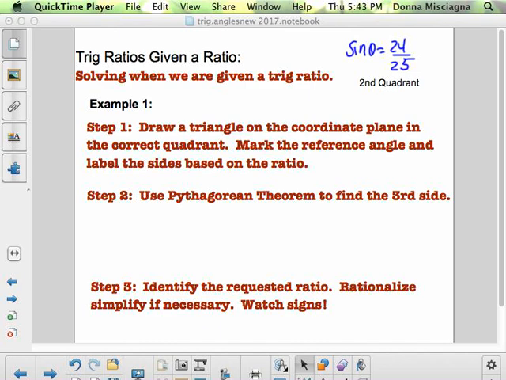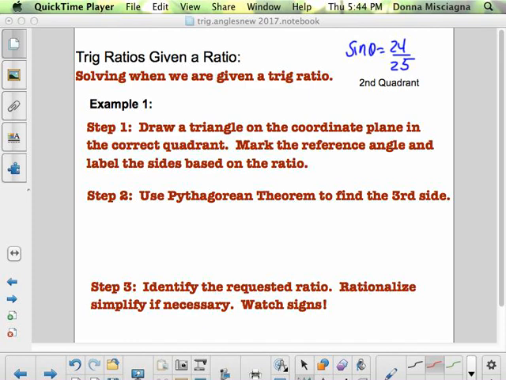We'll use Pythagorean theorem to find the third side. And then step 3, we'll identify the requested ratio. Rationalize and simplify if necessary. Watch signs. All right, so on step 2, I don't have a lot of space here. I have a little bit of space where it says step 2, so we're going to do everything right in that little bit of space there.